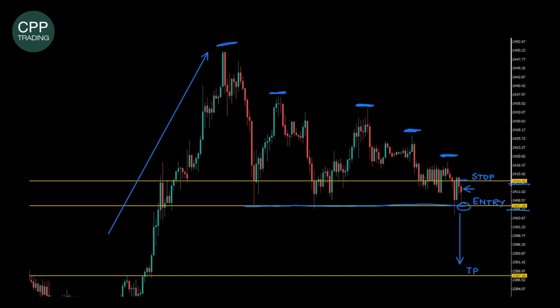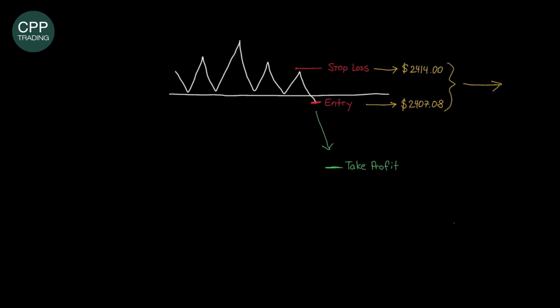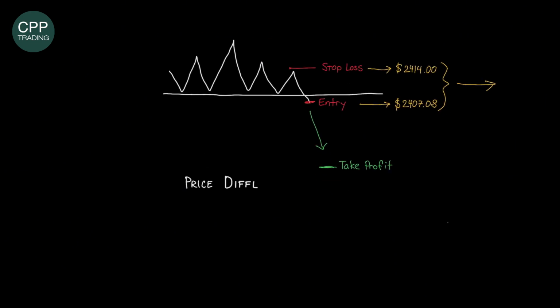And we are anticipating that the price will continue to move down, where we are taking our profits. This is our profit level because previously this price level has been a resistance. So the price has been rejecting this price level and it then turned into a support. So with knowing that this has been a previous support, we have a very high probability that the price will retest that level. Let's take a look at the price difference. Like I said, it's the price difference between your entry and your stop. So with the entry at 2407.8 and the stop at 2414, we have a price difference of $6.92.